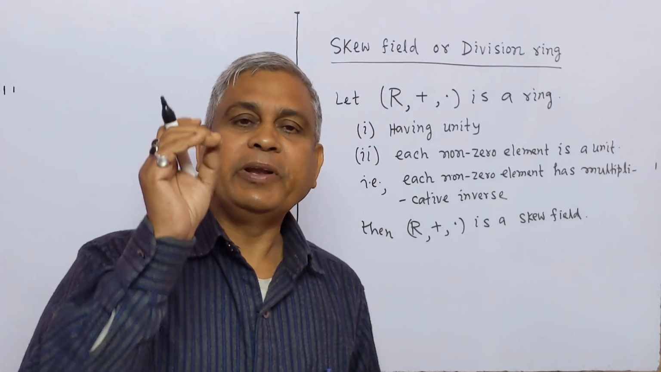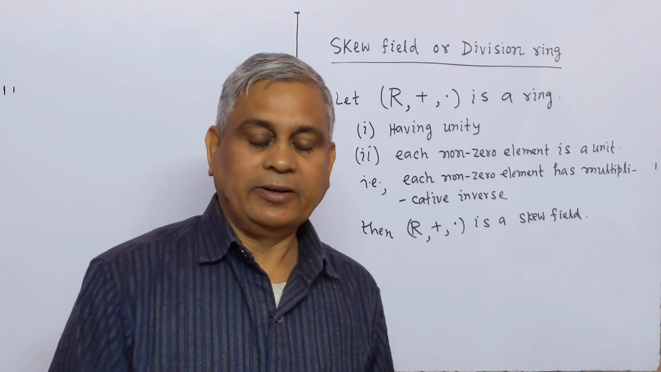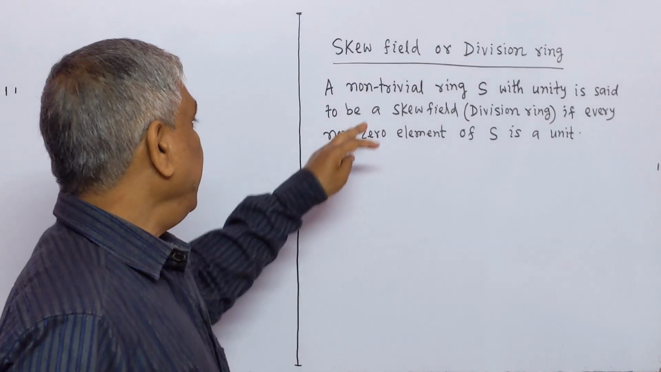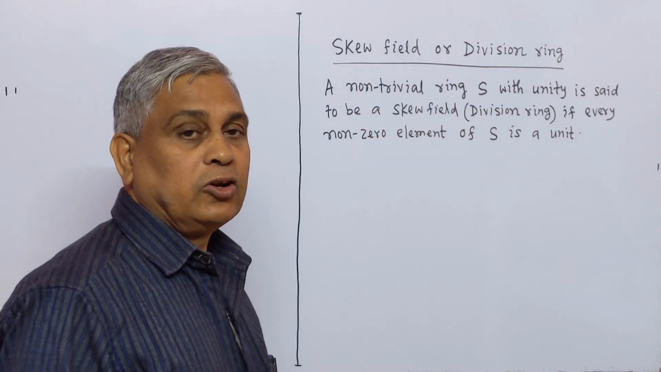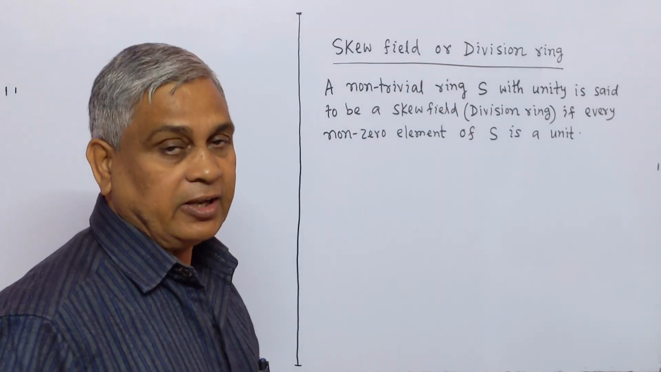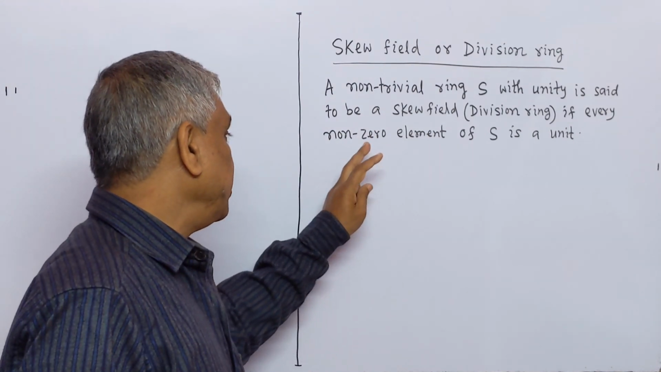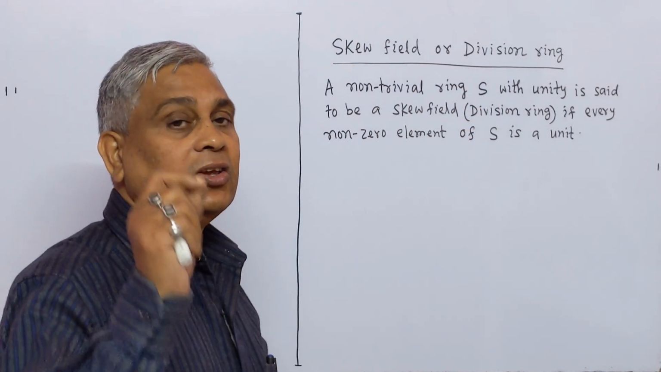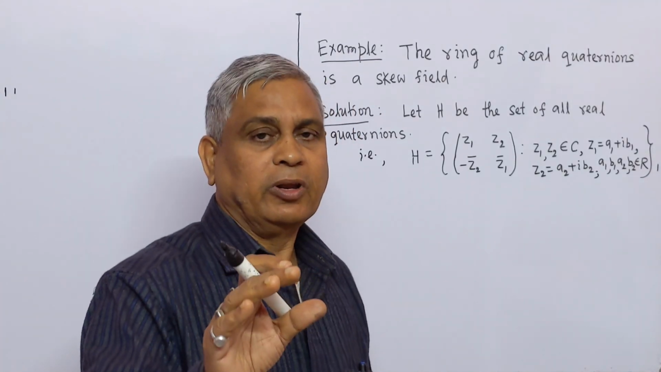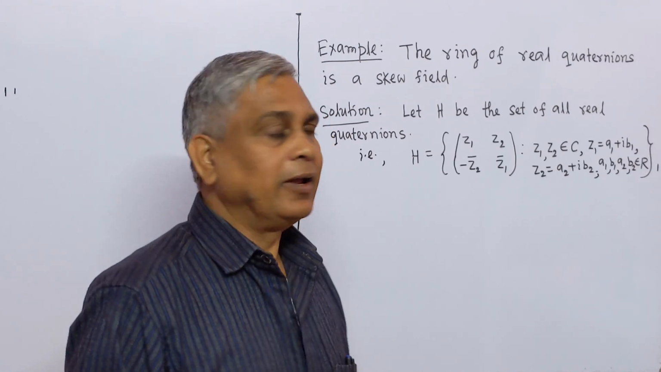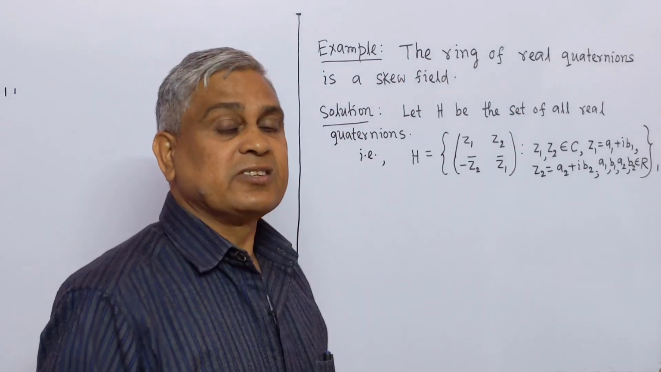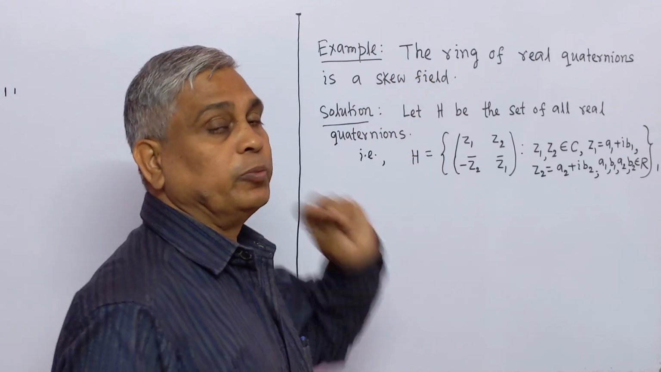Now we write the definition of a skew field. Definition of skew field or division ring: A non-trivial ring S with unity is said to be a skew field or division ring if every non-zero element of S is a unit. Now I shall give an example of a skew field. The ring of real quaternions is a skew field.